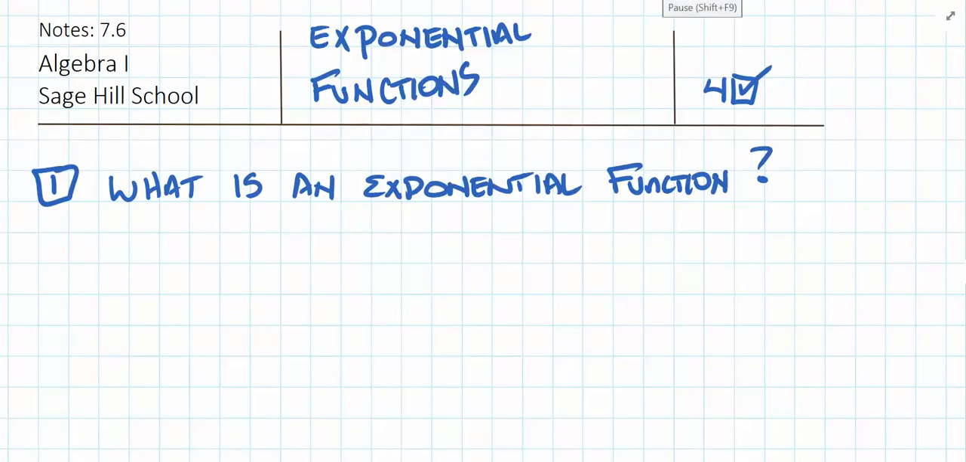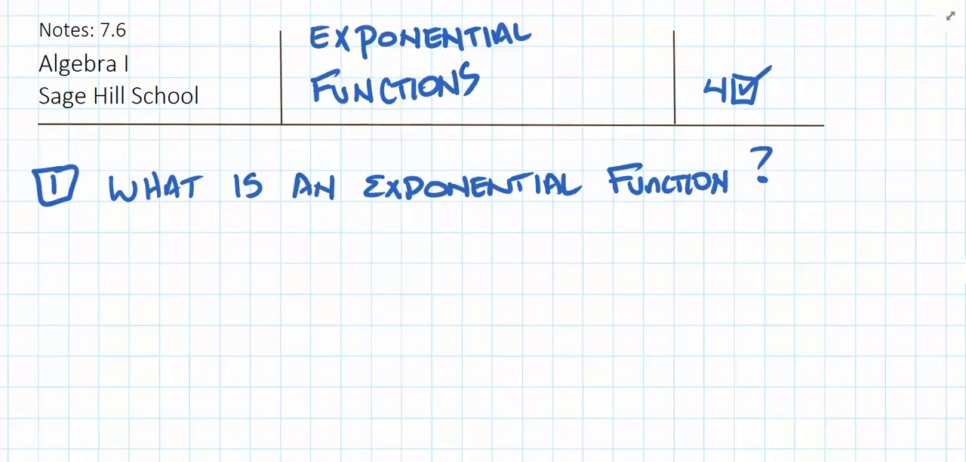Okay, so in 7.6, we're shifting our attention to exponential functions and the graphs of exponential functions. So we have already graphed lines, right? And those are linear functions.